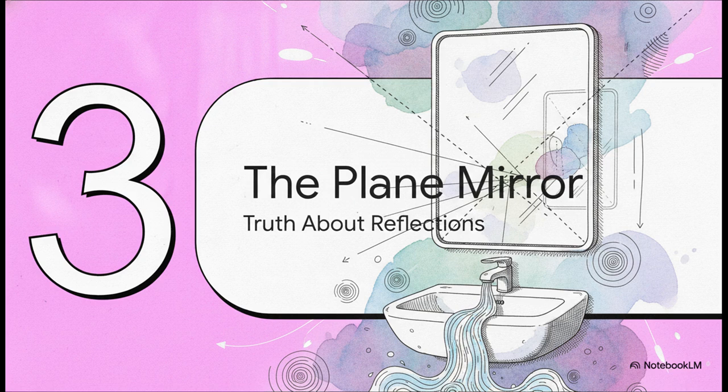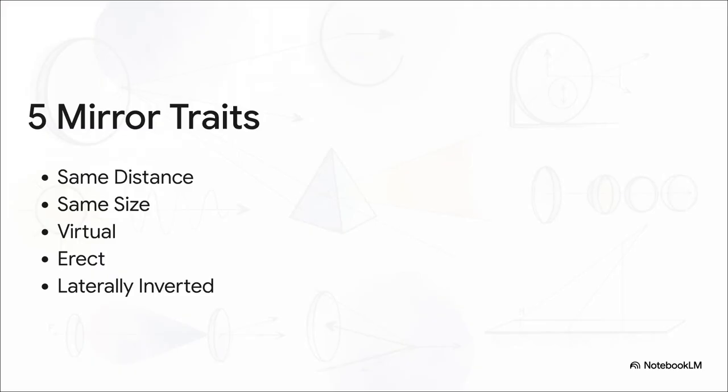Section 3, the plane mirror truth. Let's talk about everyday reflections. Think about that flat mirror hanging in your bathroom. It actually has 5 unchangeable traits. Your reflection is at the exact same distance behind the mirror as you are in front of it. It's the same size, so no carnival funhouse shrinking or growing going on here.